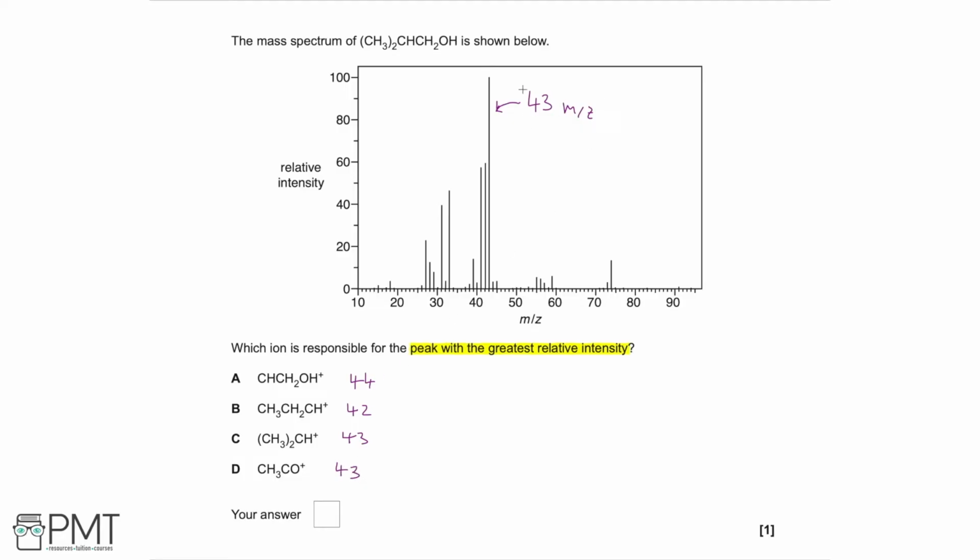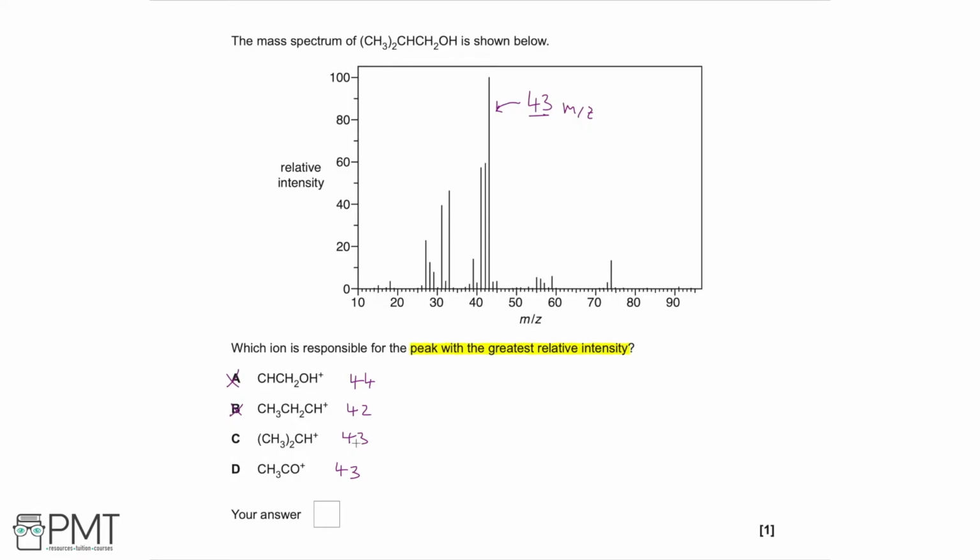So we know that the m over z of our peak is 43. We can eliminate A and B since they don't have the correct m over z value. We've got a charge of 1, a formula mass of 42 and 44, so their m over z's would be 44 and 42 respectively for A and B. We're left with C and D, which both have this value of 43. The best thing to do here is to draw these ions to see if they could feasibly be formed during the breakdown of our original molecule.